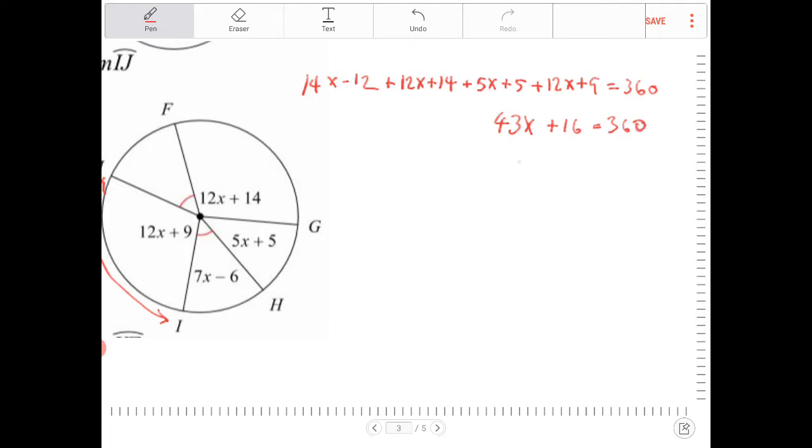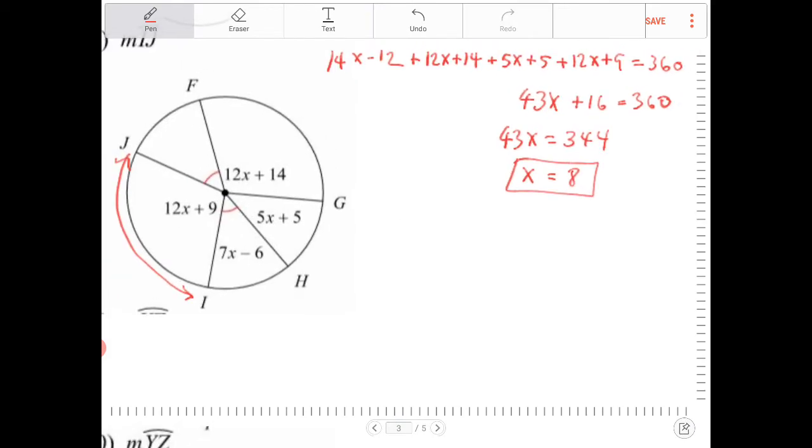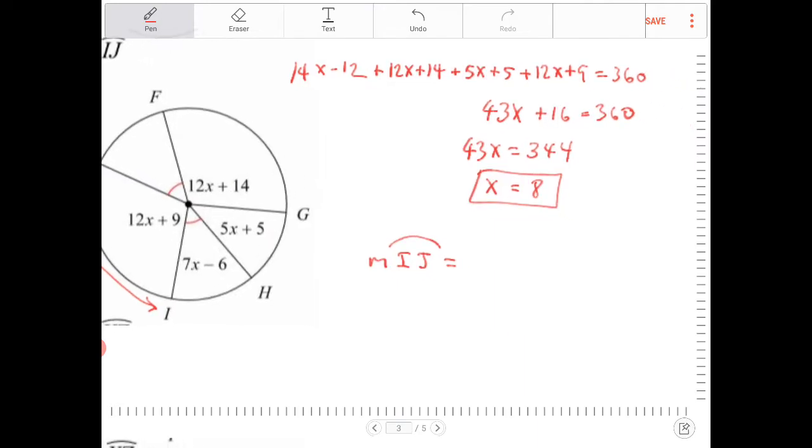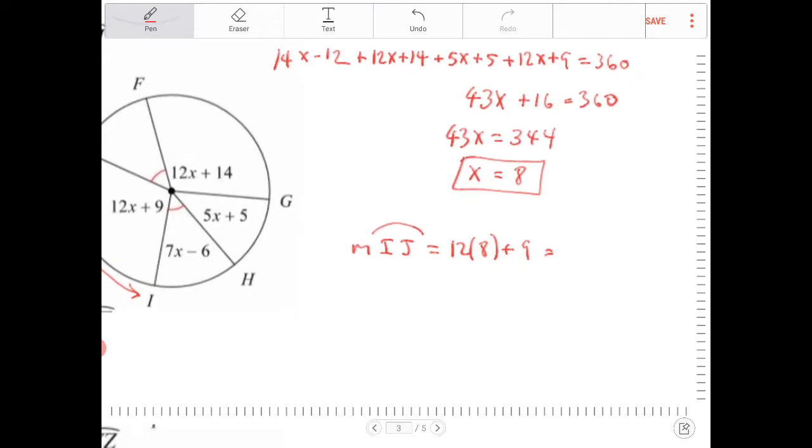Subtract both sides by 16. 43x is equal to 344. And I believe that divide both sides by 43, I end up with x is equal to 8 then. And the measure of arc IJ will be 12 times 8 plus 9. 72 plus 9 is 81. All right.